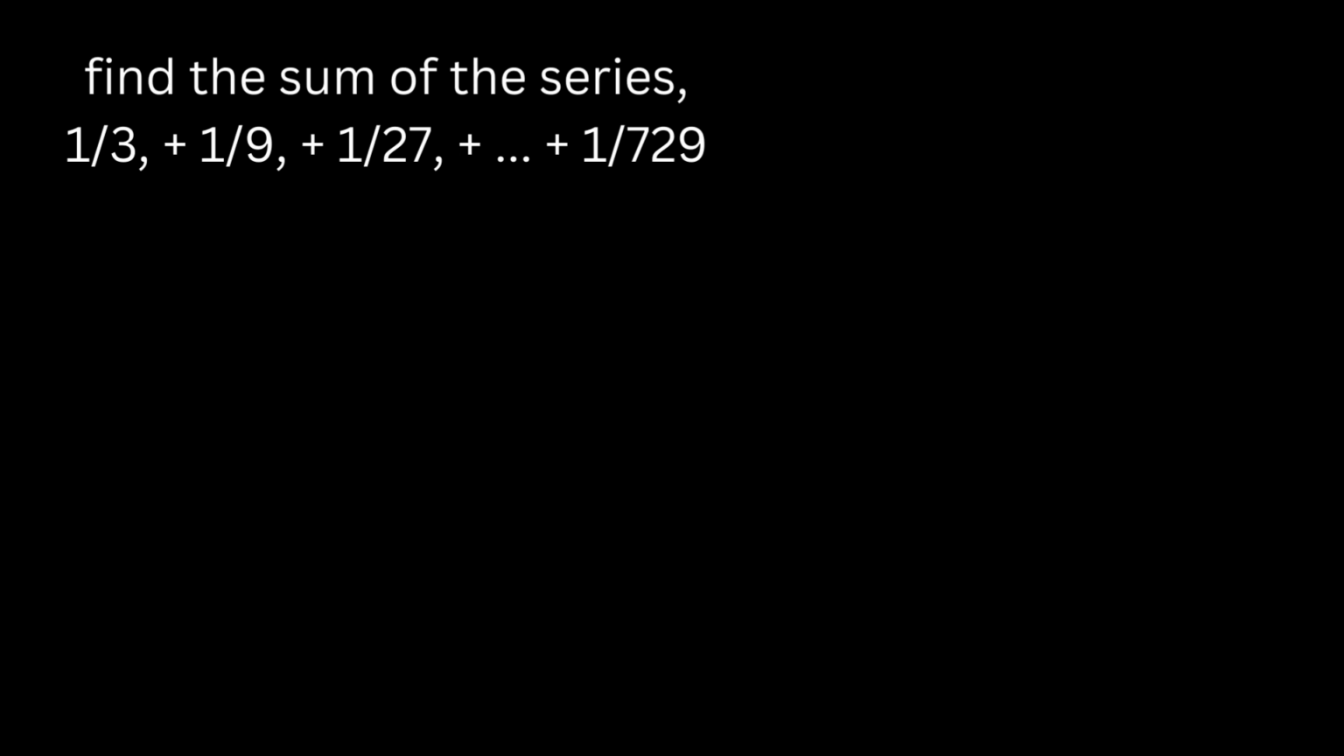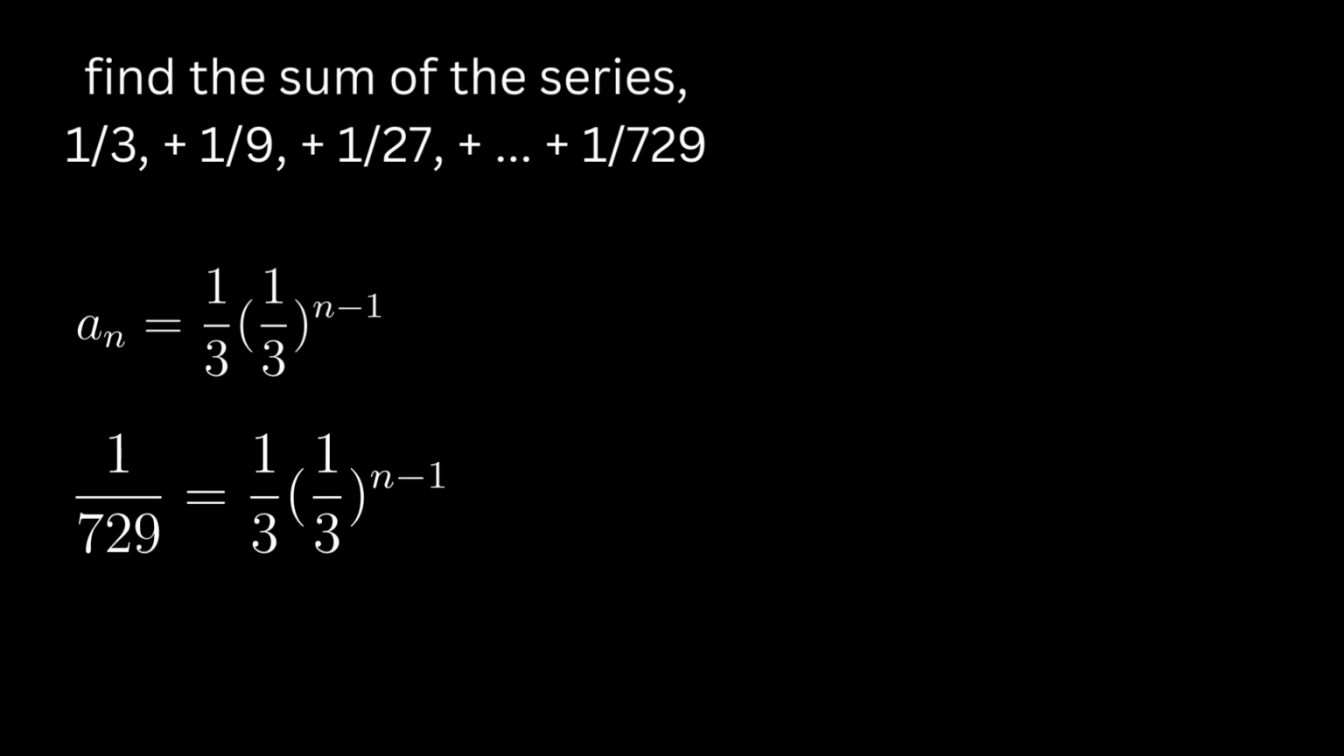For example, find the sum of the series 1/3 plus 1/9 plus 1/27 up until plus 1/729. Solution. The first term is 1/3, and the common ratio is 1/3. So the nth term can be written as a sub n is equal to 1/3 times 1/3 raised to n minus 1. We can use this formula to find the number of terms in the series, which is given by 1/729 is equal to 1/3 times 1/3 raised to n minus 1. Simplifying, we get 1/729 is equal to 1/3 raised to n. Because 3 raised to 6 is equal to 729, we have n equals 6.